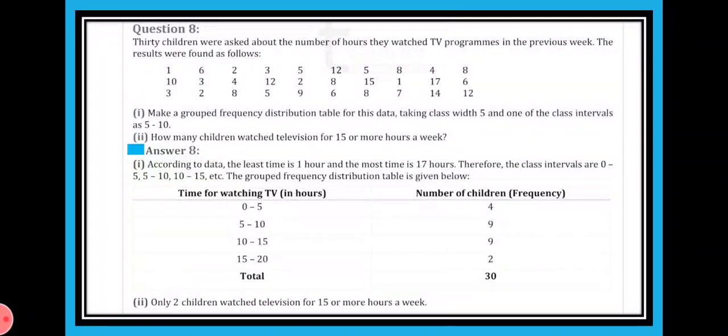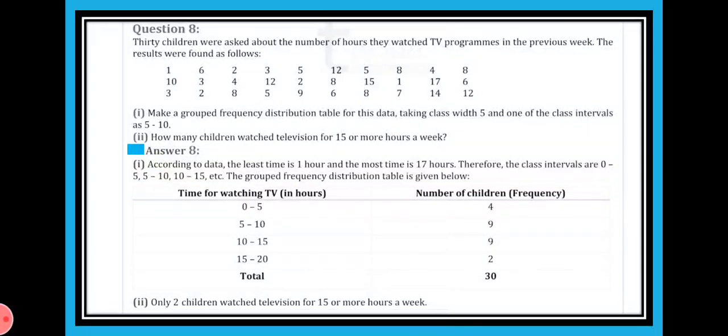Therefore the class intervals are 0 to 5, 5 to 10, 10 to 15, etc. The grouped frequency distribution table is given below. Again, two columns. The first is time for watching TV in hours, and the second column is the number of children, that is, frequency. As the minimum is 1 hour and the maximum is 17, we have to select the class intervals till 20.